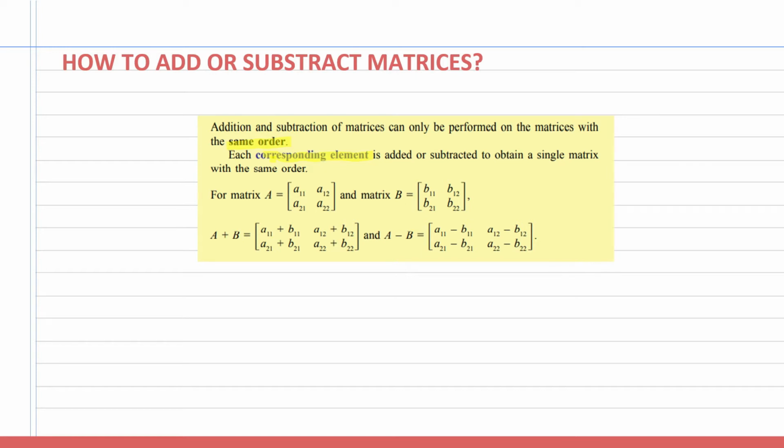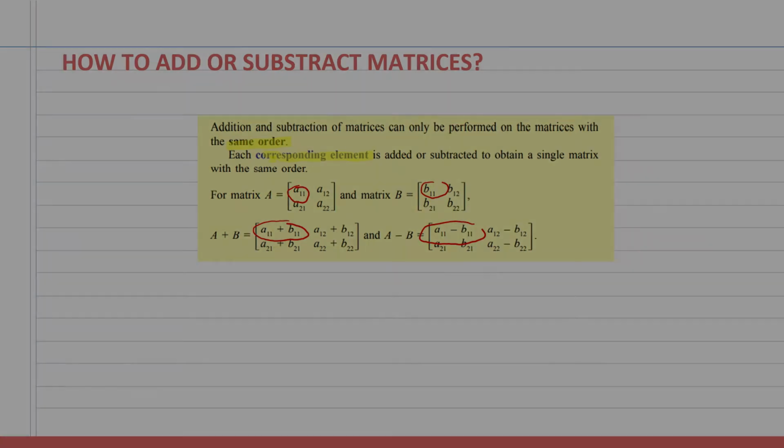As we can see in the example here, if matrix A has A11 and matrix B has B11, when we add, we will add A11 plus B11. The first element in the first row and first column plus the first element in the first row and first column of the second matrix gives the answer for A plus B. The same goes for subtraction. The first element in the subtraction will be A11 from matrix A minus B11 from matrix B. That's the simple rule of subtraction and addition of matrices.